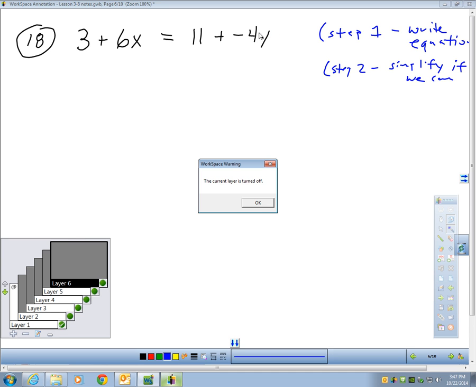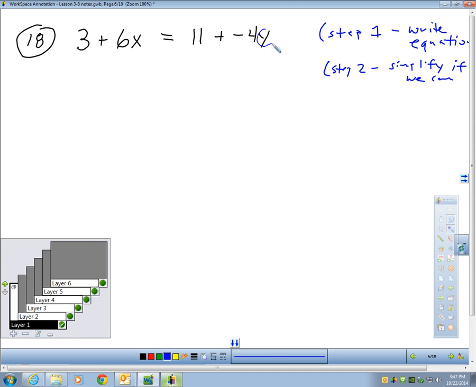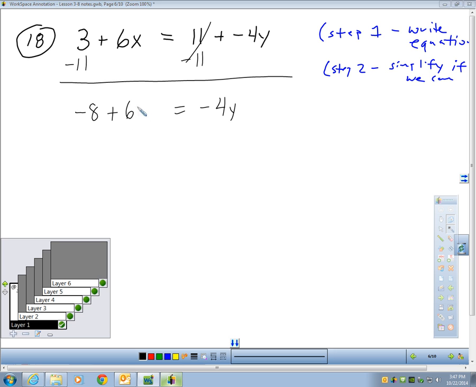So think about your onion. Y is the center. The times negative 4 is the next layer. That plus 11 on the outside is the outside layer. Okay, let's simplify. I'm going to take away my onion picture here real quick. I got to get rid of the plus 11 first. So I'm going to subtract 11. That's called the subtraction property of equality. Now, I subtracted on the right. That gives me negative 4y. On the left, when I subtract 3 minus 11, I can combine those together. That's negative 8 plus the 6x.